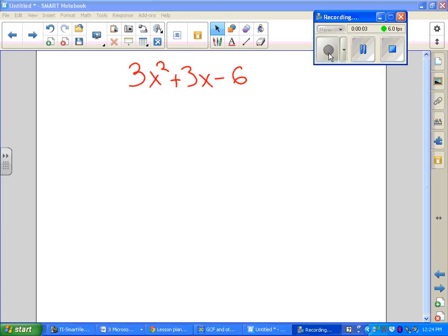All right, here's example number 20. You're asked to factor 3x squared plus 3x minus 6. I'm not telling you how to factor it. You just got to figure that out on your own. It's part of the next step in this process.